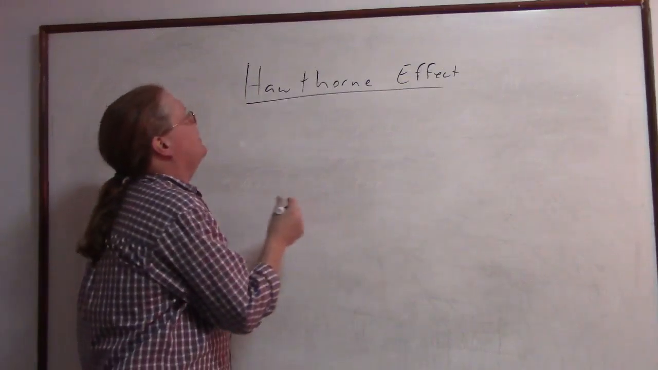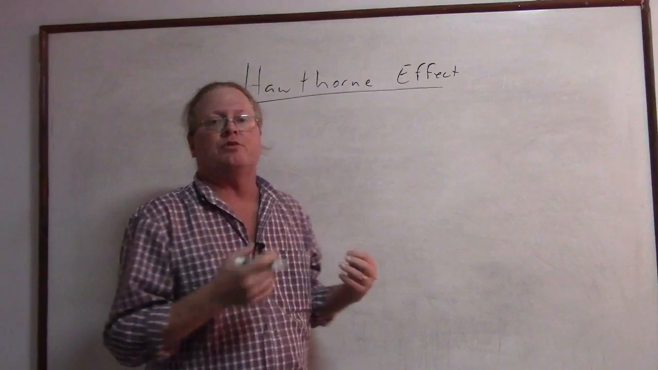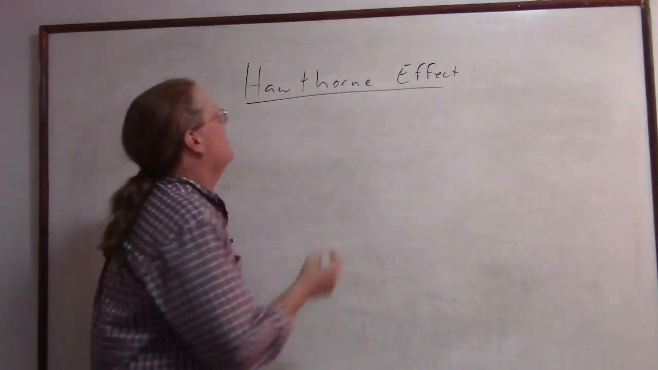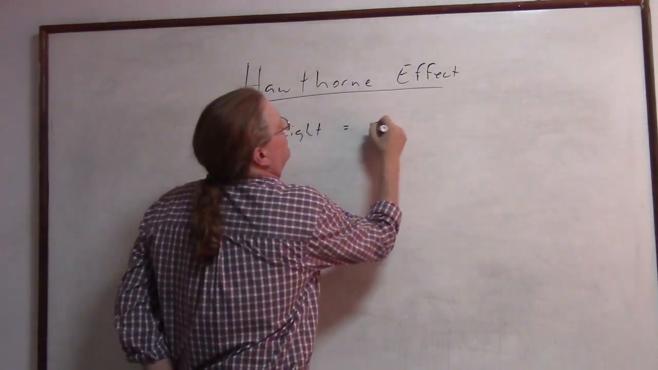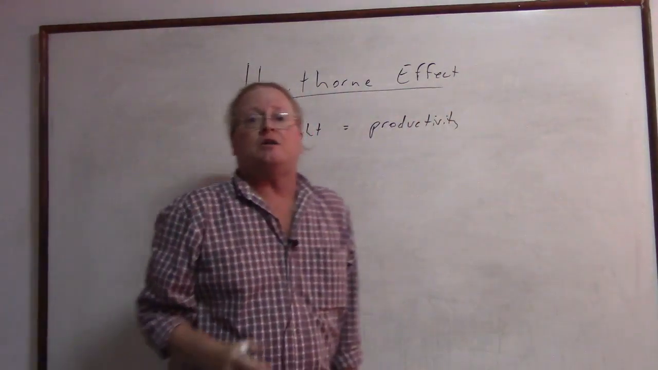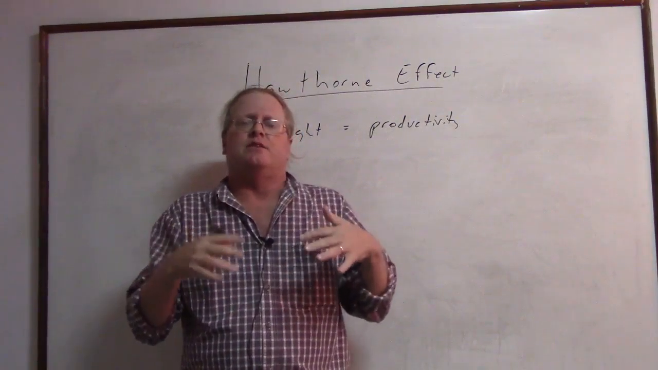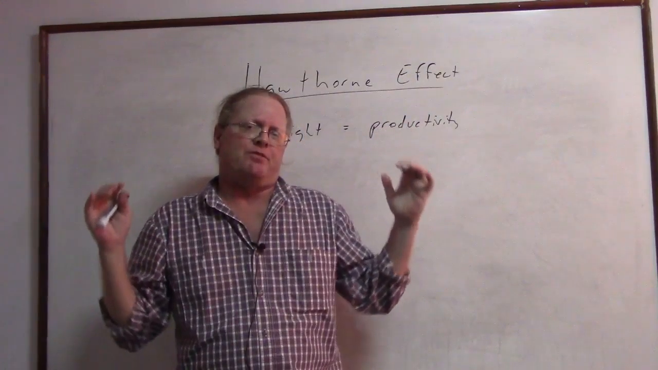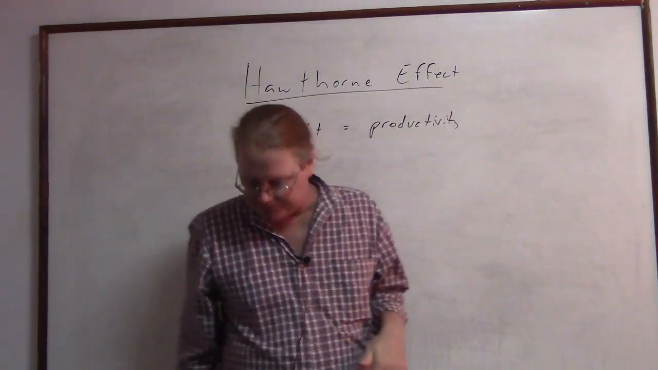Now the thing with the Hawthorne Effect is there are different versions. Here's the version I would like you to think about, and you can go read up on the other versions. But the question was, does light equal productivity? The researchers wanted to know that if they added light to a factory, think about maybe back in the 50s with a dark factory, would that increase productivity?